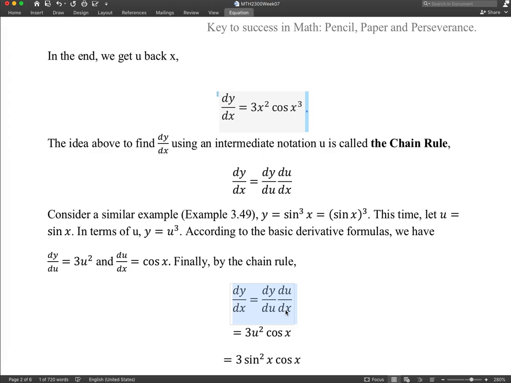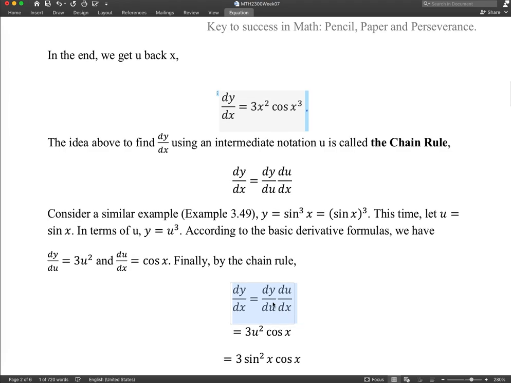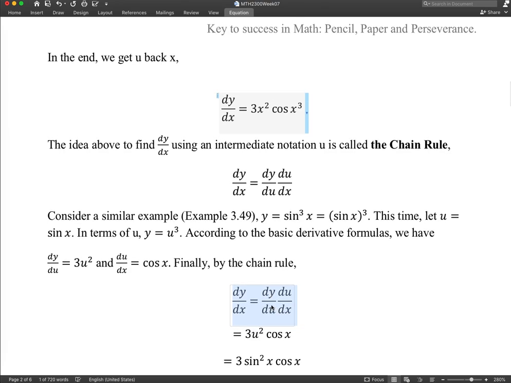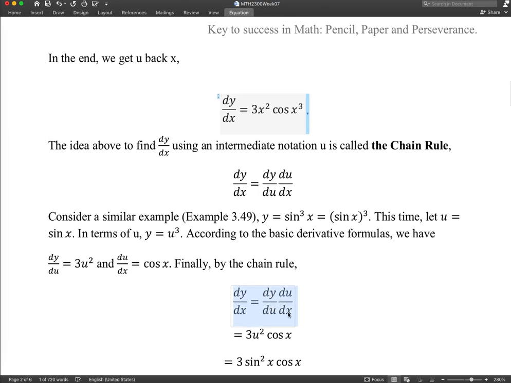The way to help remember the formula is that dy/du is not separable, and du/dx is still not separable because each is just a single derivative. But when you write them together, it looks reasonable to assume du is cancelled. And indeed, it is just true.